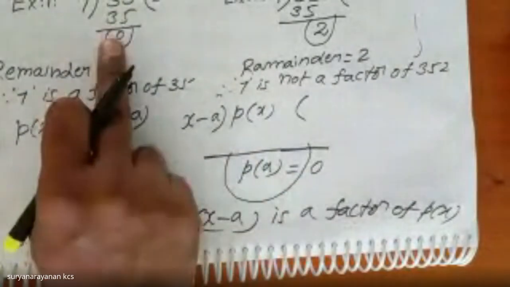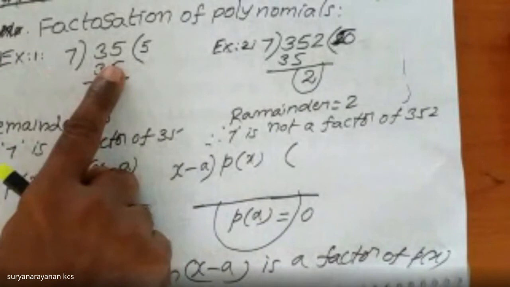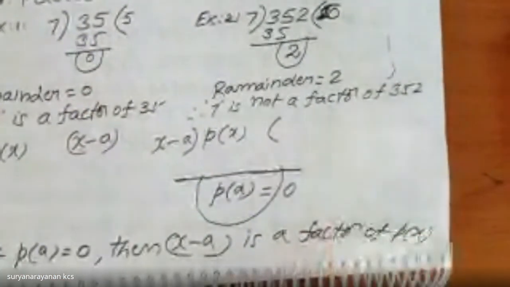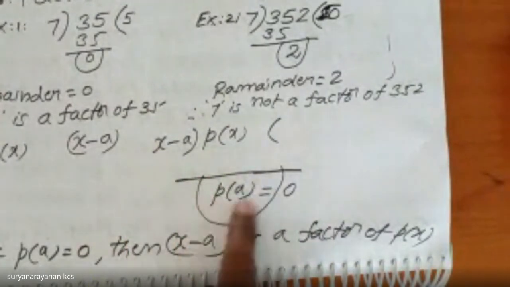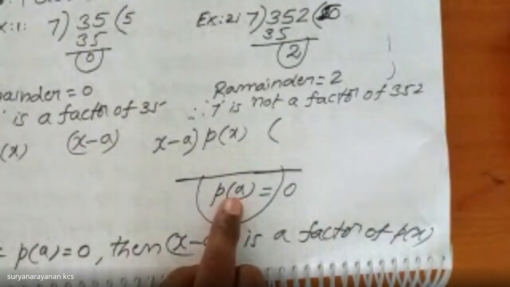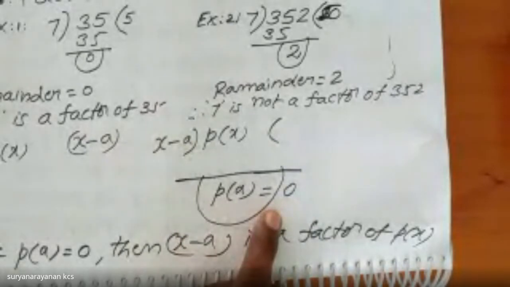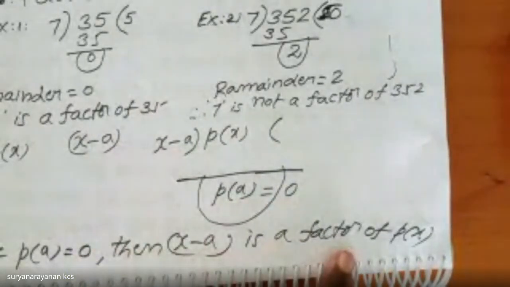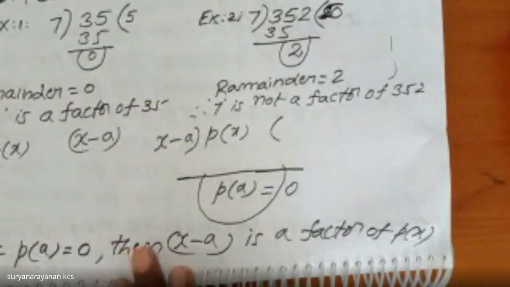What you said in this example: if you get remainder 0, this is a factor of this number or not. Same concept here also. If you are dividing a polynomial P of x by x minus a, the remainder is P of a, some constant. If that constant is 0, then we say that x minus a is a factor of P of x. Otherwise, it is not a factor of P of x. Understood this point, my children?